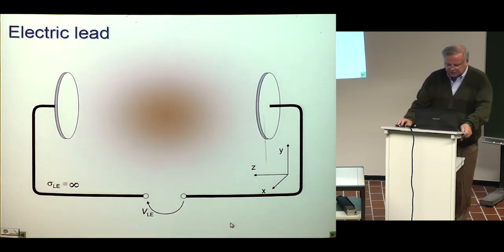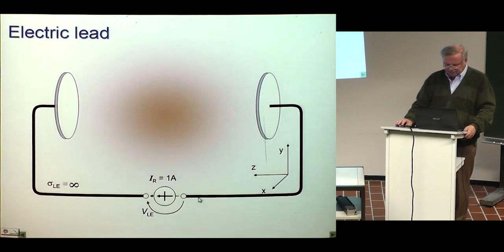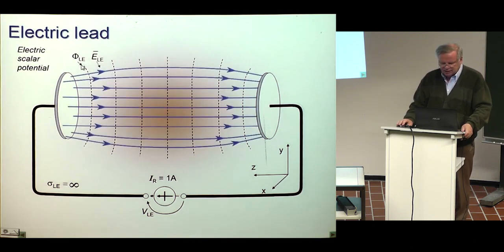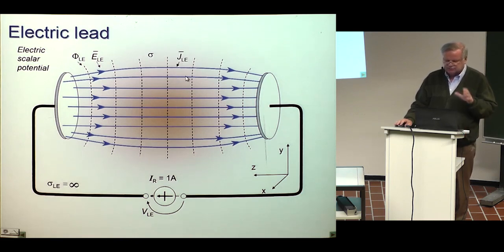So this was the electric lead. We fed one unit current, reciprocal current, to the lead, which raised here a field, which is the electric scalar potential field, and its negative gradient was the electric field, and because of the conductivity sigma, it produced a current field. And this current field is, in the electric case, the lead field, but in the magnetic case, that is not the lead field; it is the R cross B, the tangential field.